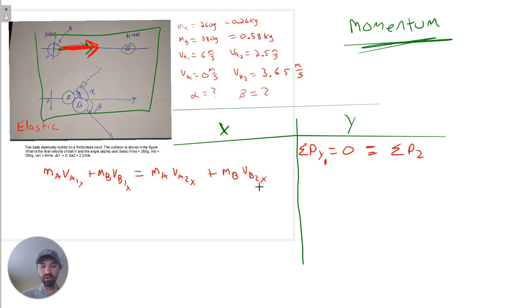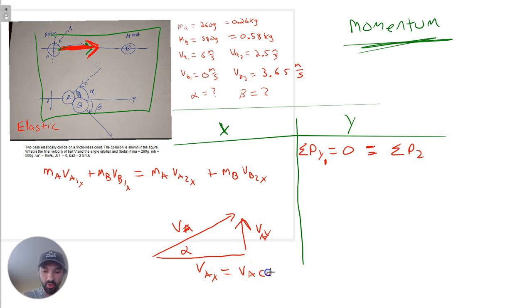And the trick here is that after the collision, A has a total velocity, VA, that we found, going off at some angle alpha. And it has two components, a y component and an x component. That x component is going to be VA cosine alpha, and the y component is going to be VA sine alpha. The same thing is going to be true for the mass B, it's just going to be with betas instead.